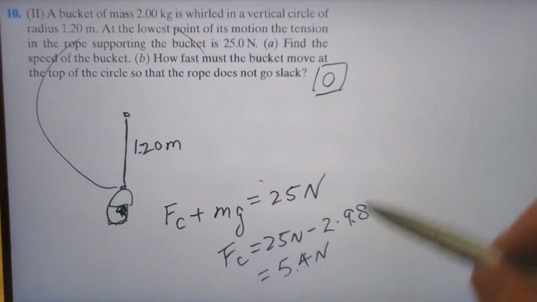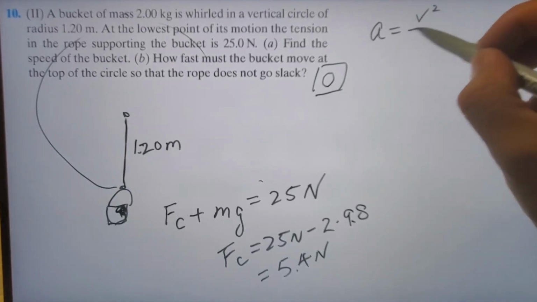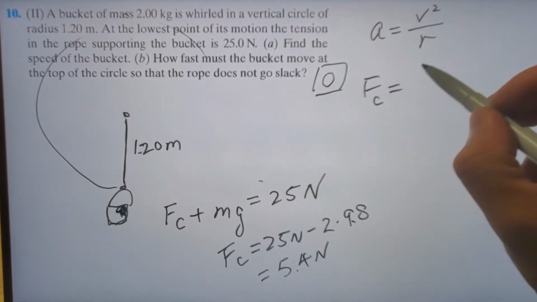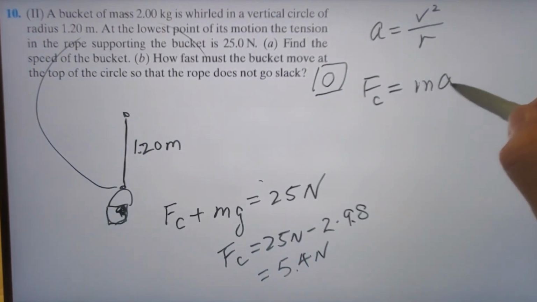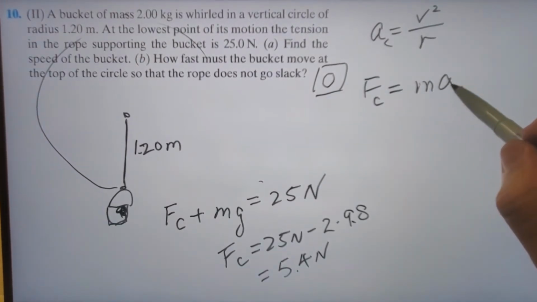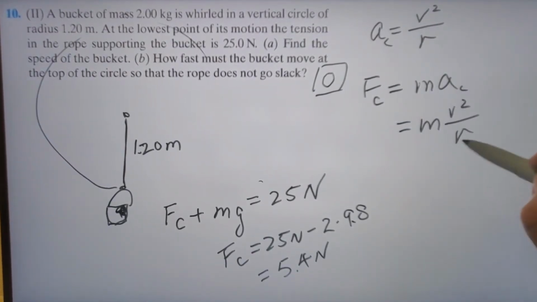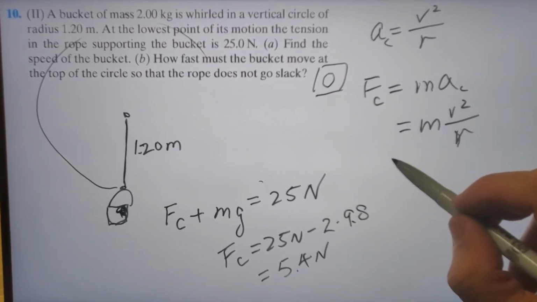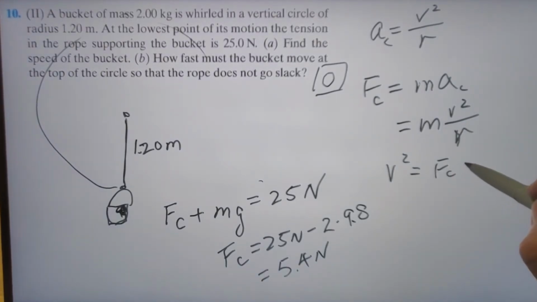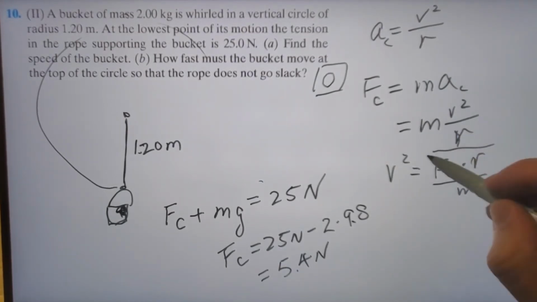Now let's get back to our magical formula. Acceleration is equal to v squared divided by r. According to Newton's second law, F, centripetal force, is equal to m times a, centripetal acceleration. You can put a little c over here. So what is my velocity then? That is equal to m times v squared divided by r. So v squared is equal to centripetal force times r on both sides, divided by m, and then take the square root of it.